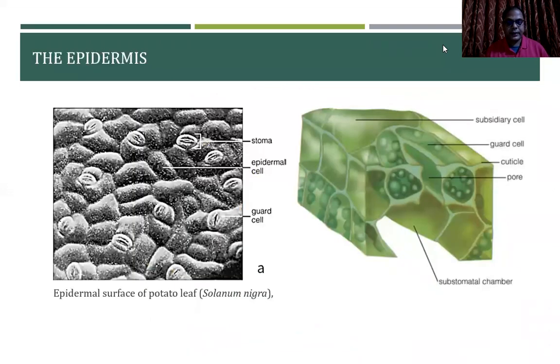So let's first understand the structure of the epidermis. Now, the epidermis covers the entire surface of the leaf, petioles and the leaf sheath. It is continuous with the epidermis of the surface of the stem. In most of the leaves, the epidermis is single layered, and it consists of the epidermal cells, the guard cells, the subsidiary cells, and the trichomes. The epidermal cells are flattened in a cross-sectional view of the leaf. In surface view, the epidermal cells are often irregular and sometimes look like a puzzle.